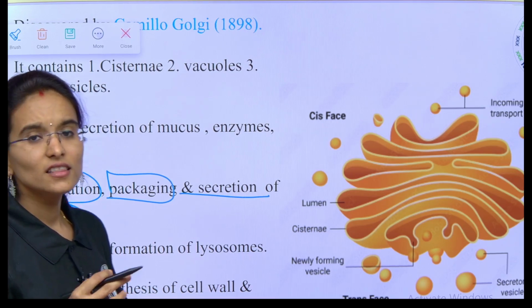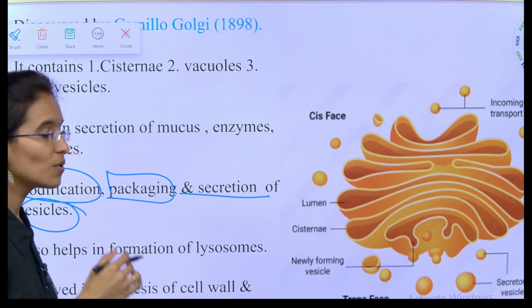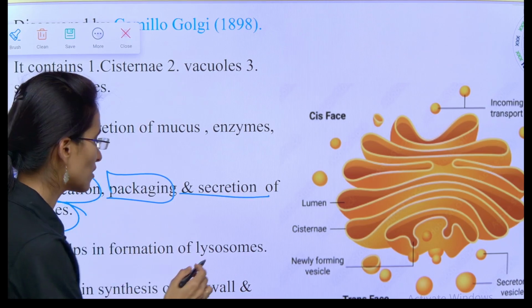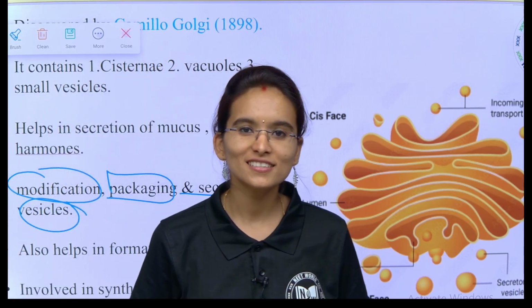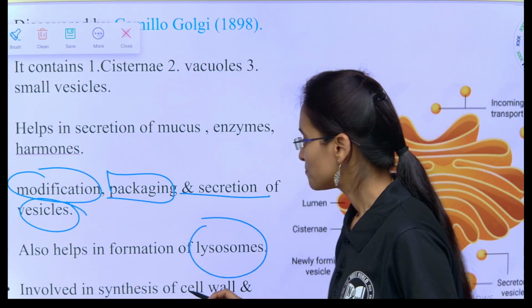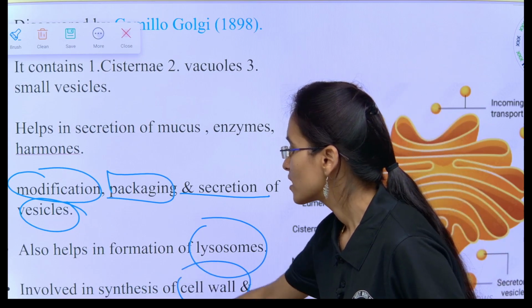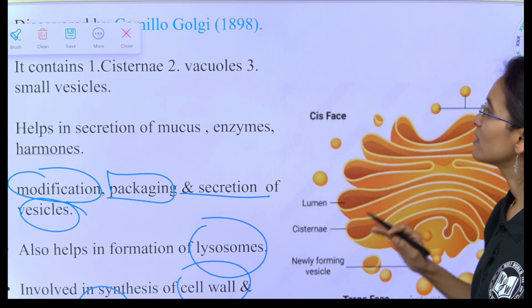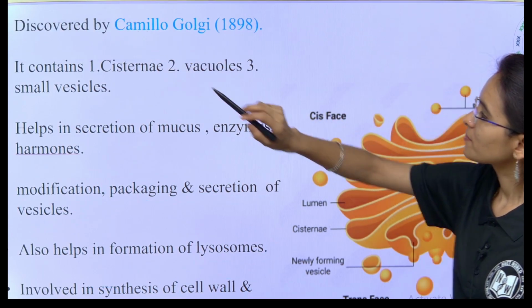After packing in the vesicles or in the vacuoles, they are going to be transferred to another single membrane bound cell organelle, that is called the lysosomes. About the lysosomes we are going to discuss in another session. They are also involved in the synthesis of cell wall and cell membrane. Clear with the concept?